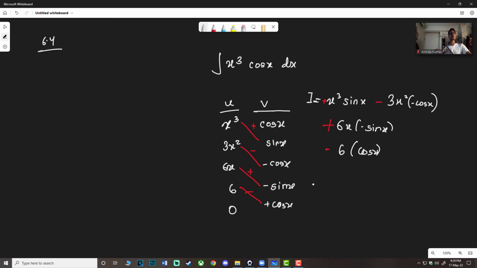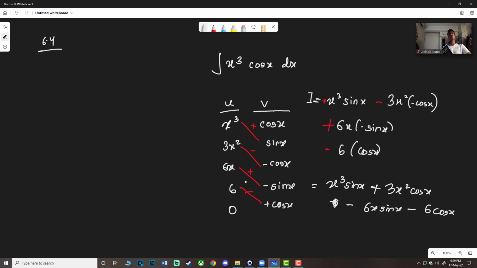Ultimately, our expression turns out to be x cube sin x, positive minus minus plus 3x square cos x, plus, we have minus, plus into minus is minus, minus 6x sin x, minus 6 cos x. So this is our integration.